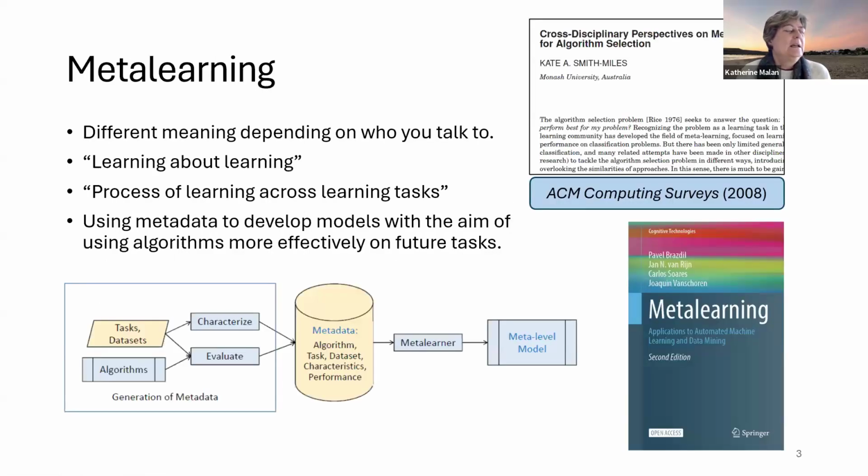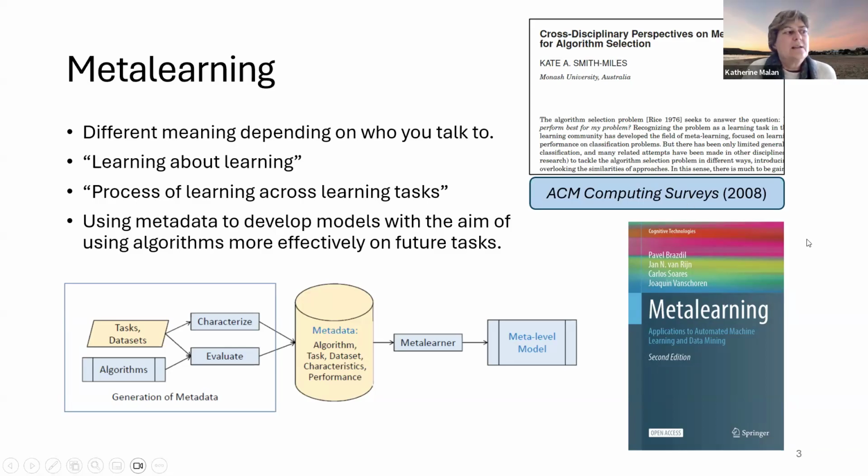Great. So firstly, meta-learning. Meta-learning has different meaning depending on who you're talking to. So if you're reading a machine learning type thing, there'll be lots of different definitions. People say things like learning about learning, or the process of learning across learning tasks. But I would encourage you to go back to Kate Smith-Miles's seminal paper in Computing Surveys in 2008 for a really nice introduction to this and an overview of what meta-learning means, called the Cross-Disciplinary Perspectives on Meta-Learning for Algorithm Selection.